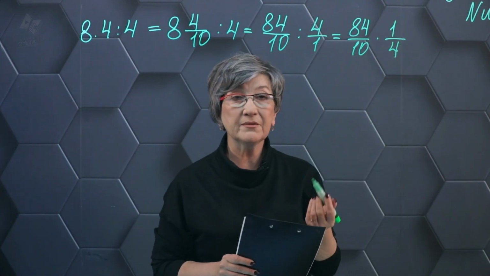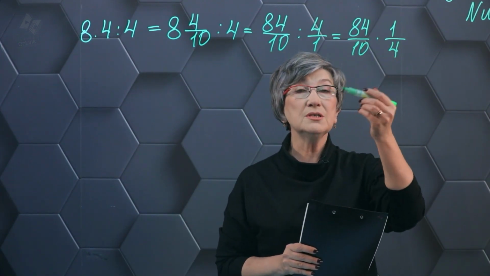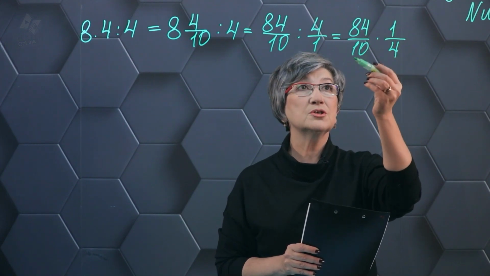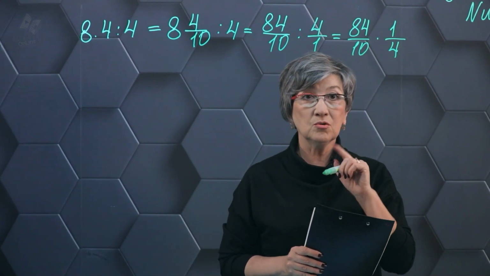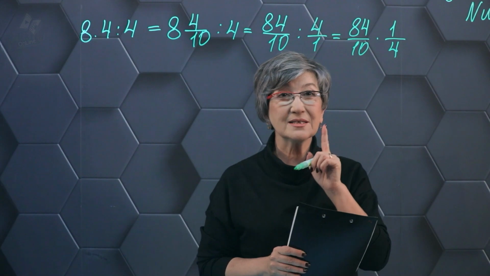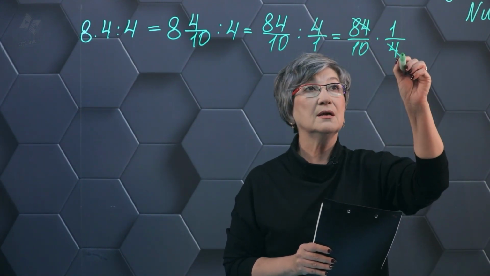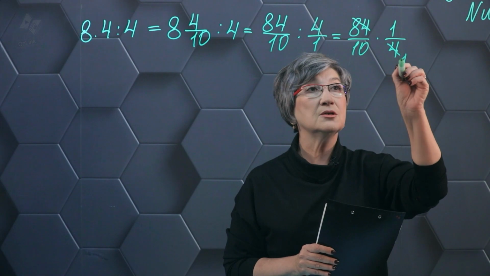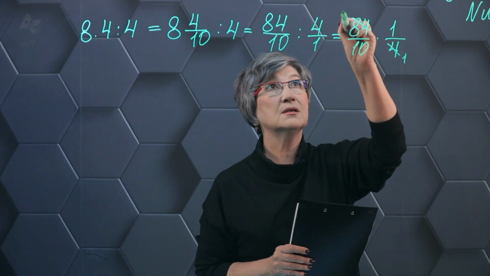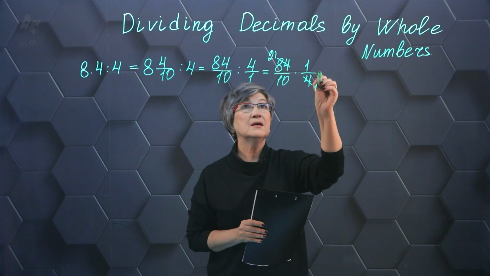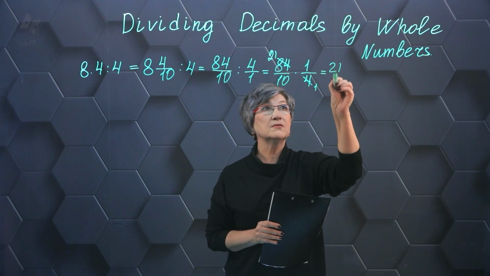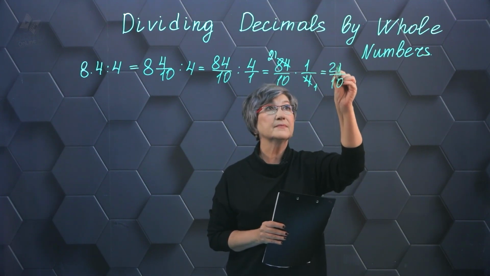And now, according to the rules of multiplication of fractional numbers, I must multiply the numerator by the numerator and the denominator by the denominator. But in order not to get bigger numbers, first I'm going to reduce. 84 and 4 is reduced by 4. 4 divided by 4 would be 1, and 84 by 4 would be 21. The result is the number 21/10.